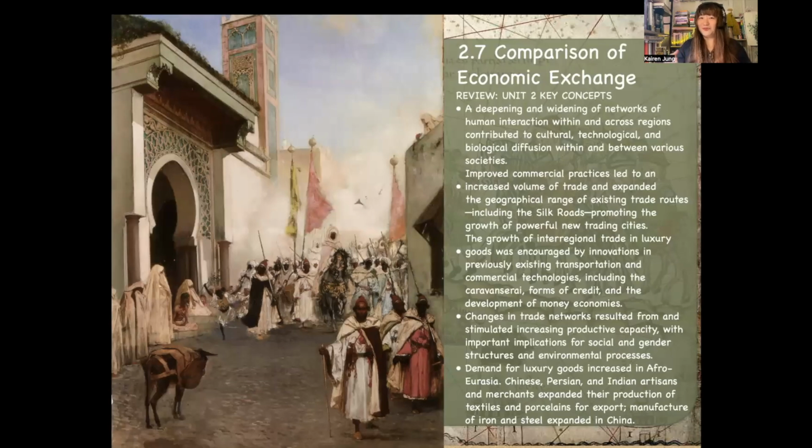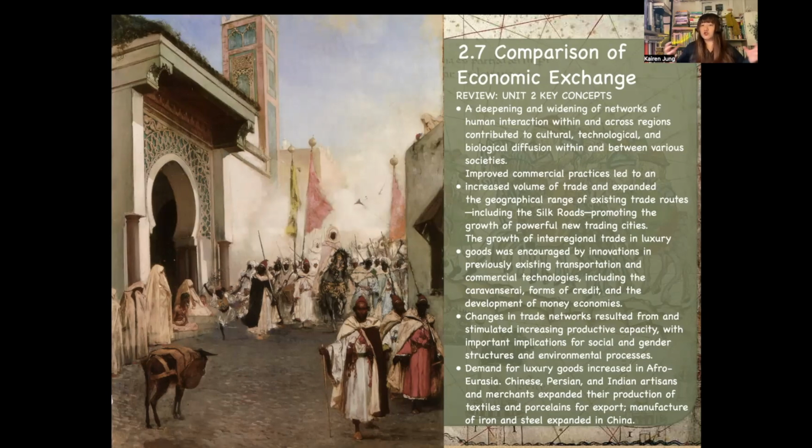We're doing a full review of Unit 2's key concepts. You see the deepening and the widening of networks of human interaction within and across regions that contribute to cultural, technological, and biological diffusion between these various societies. Improved commercial practices leading to an increased volume of trade and expanding the geographical range of existing trade routes, such as the Silk Roads, promoting the growth of powerful new trading cities.